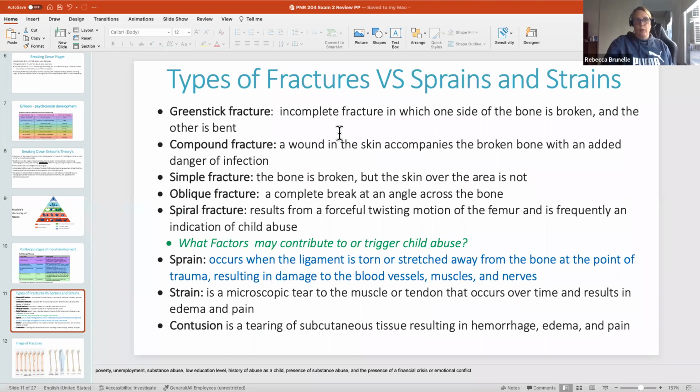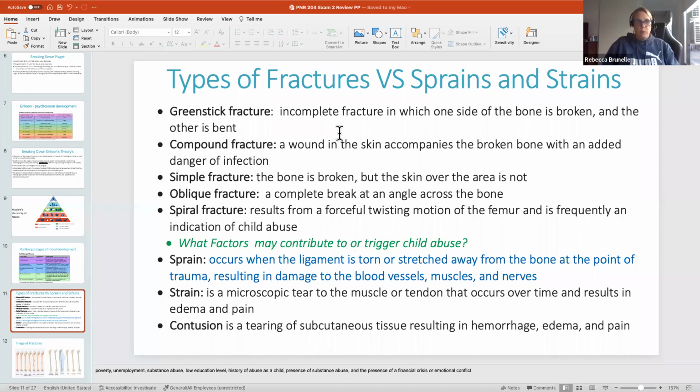So a greenstick fracture is an incomplete fracture, so it doesn't go all the way through the bone. Whereas a compound fracture is a complete fracture of the bone and the skin is broken. So they're at an increased risk of infection because it penetrates the skin. A simple fracture, as the phrase suggests, is where the bone is broken, but the skin is intact. So this is a lower risk of infection than a compound fracture. And an oblique fracture is a break at an angle. And a spiral fracture is the one that is associated with child abuse, because you have to twist the bone in two different ways in order to have a spiral fracture.